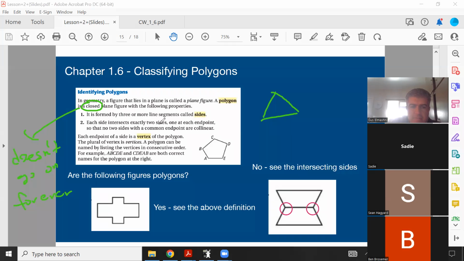Each side intersects exactly 2 sides. I'll call this sides 1, 2, and 3. Side 1 obviously intersects sides 2 and 3, at each endpoint, so that no 2 sides share common endpoints, and you don't have 3 collinear points. If you had this here, that's not a polygon, obviously. That's just a line or a segment. Each endpoint we call a vertex. The plural of vertex is vertices. You don't say vertexes, that's kind of weird. A polygon can be named by listing the vertices in consecutive order, like A, B, C, D, or C, D, A, E, just in consecutive order. It doesn't have to be alphabetical.